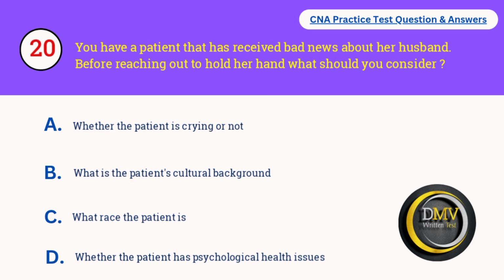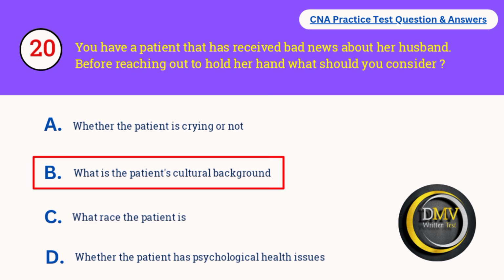Question 20. You have a patient that has received bad news about her husband. Before reaching out to hold her hand, what should you consider? A. Whether the patient is crying or not. B. What is the patient's cultural background? C. What race the patient is. D. Whether the patient has psychological health issues. Correct answer. B. What is the patient's cultural background?